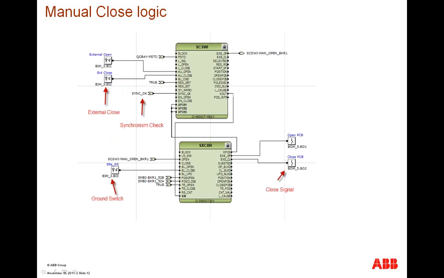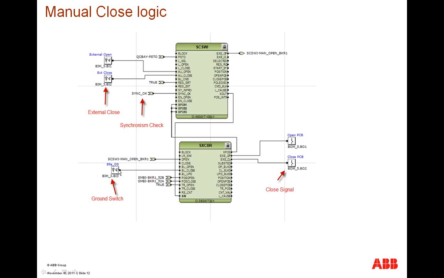So your manual close logic that you'll need is possibly the input of an external close. Here I have wired an external close to input number 2 on binary input module 3. I have a synchronization check element, and we're going to look in the next slide at how that synchronization check element is derived.